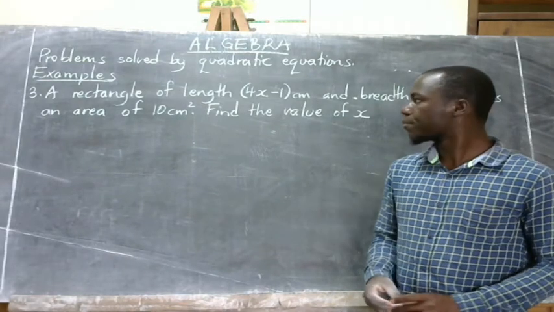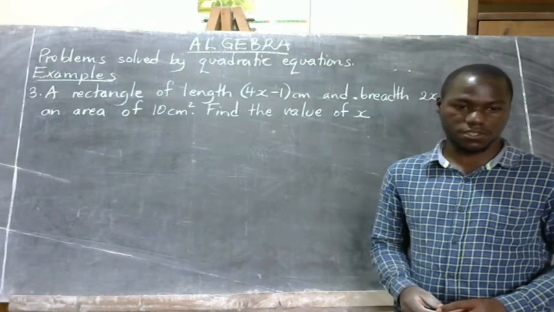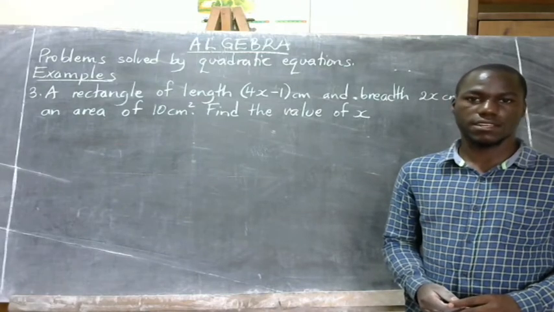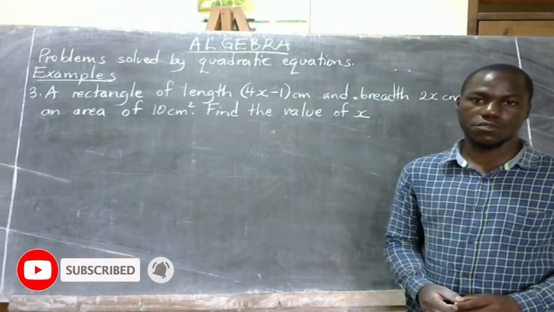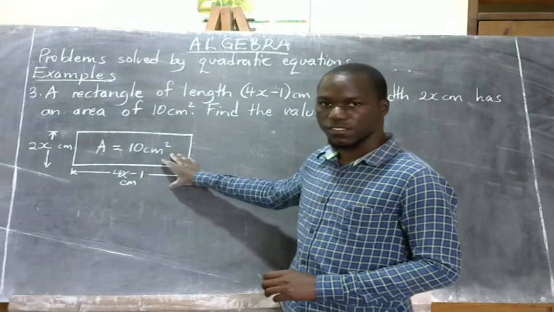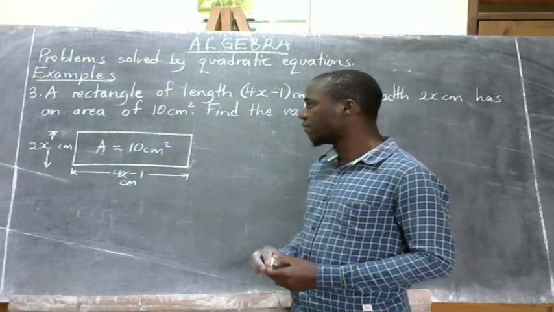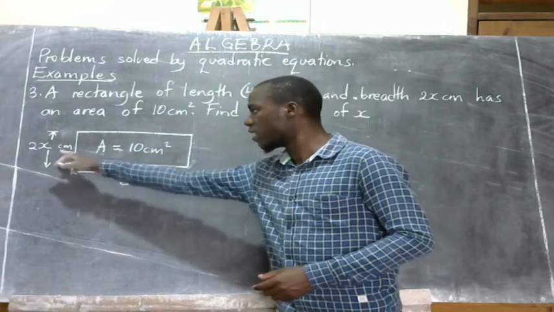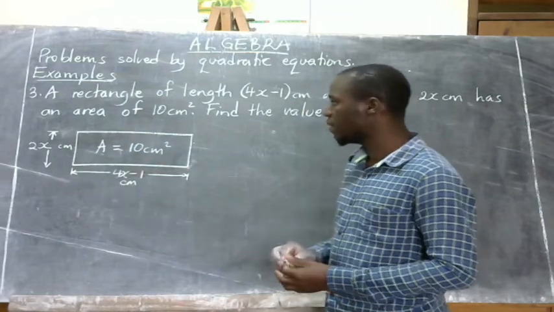Example 3: a rectangle of length 4x minus 1 centimeters and breadth of 2x centimeters has an area of 10 centimeters squared. Find the value of x. This is our rectangle with an area. So the formula for getting the area is length times width. The length has been given there, and the width.